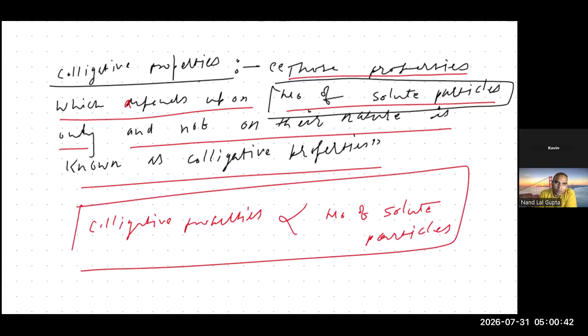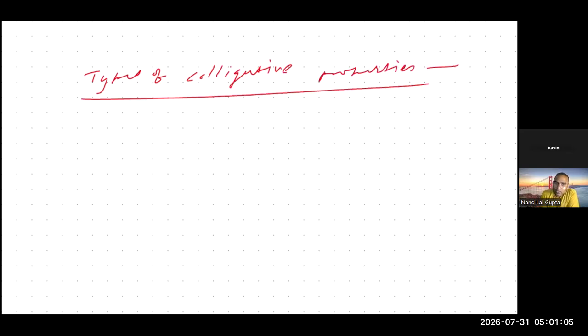Now if I ask you, what are the types of colligative properties? Have you heard about them? Yes, sir. Depression in freezing point, increase in boiling point, osmotic pressure. Total in our syllabus only four types are there. Other colligative properties are also there. So the first one you study is elevation in boiling point.